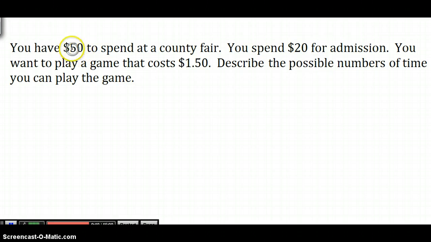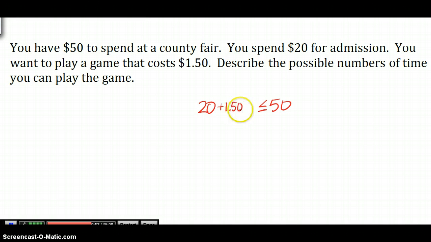So at the fair, you have $50 to spend. That means you cannot spend more than $50. But you could spend all of it, so you could spend $50. So we have to spend less than or equal to $50. We can't spend more than that because we only have 50. But already you spent $20 for admission. And now you want to play a game that every time you play it, it costs $1.50. So you spent $20 plus you're going to spend $1.50 every time you play the game.